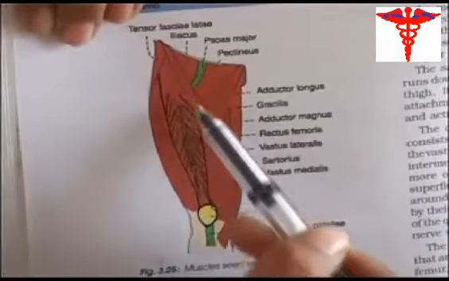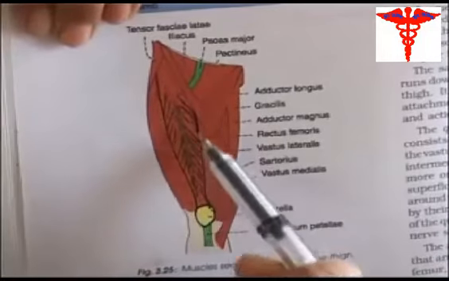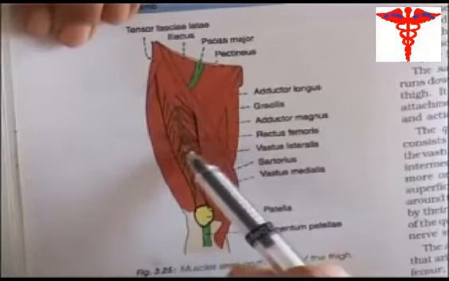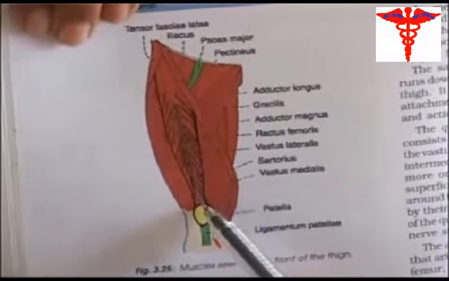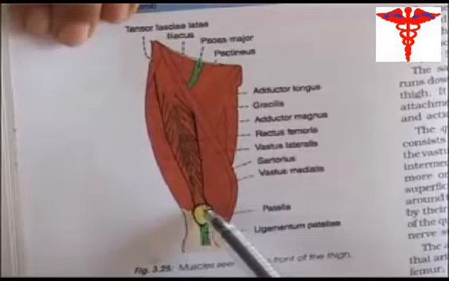This is the rectus femoris lying anterior to the vastus intermedius. This is typically bipinnate in nature. The tendon is in between and the fibers are going downwards and medially and laterally to each side. This muscle gets inserted into the upper border of the patella.